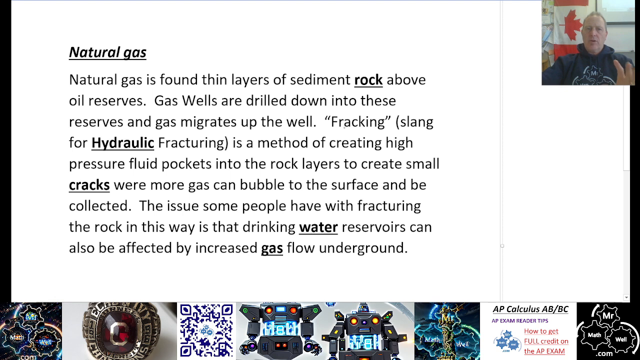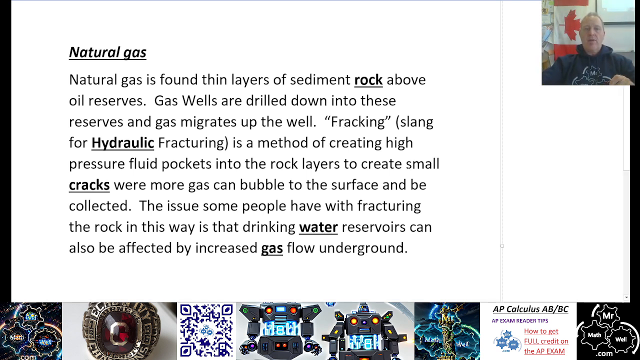So fracking, you've probably heard of fracking. It's slang for hydraulic fracturing. That's a method of creating high pressure fluid pockets in the rock layers to create small cracks in the layers, or open up the layers, so that more gas can travel through and bubble up to the surface where it can be collected.